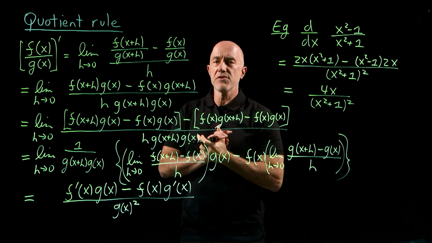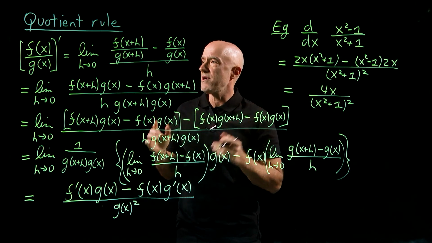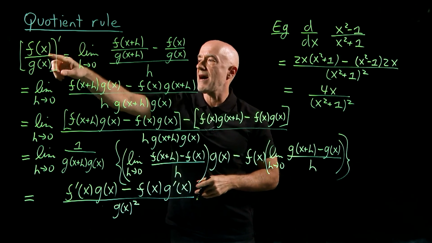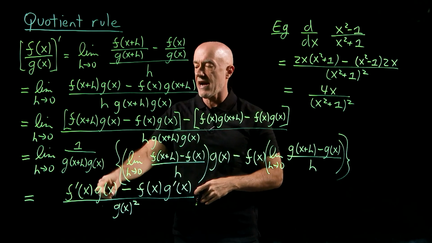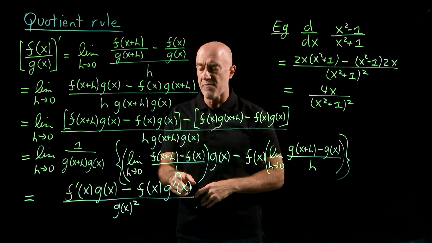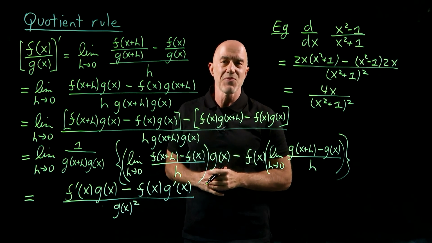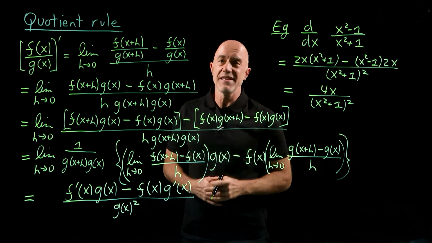Okay, so what do you need to remember about the quotient rule? You need to remember that the derivative of the top divided by the bottom is equal to the derivative of the top times the bottom minus the top times the derivative of the bottom over the bottom squared. I remember that from 40 years ago.